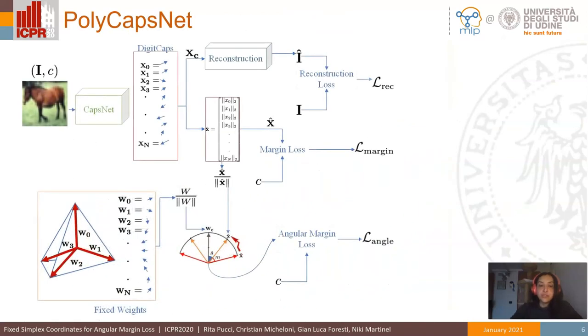So we bring this concept of polytopes for a fixed weight matrix to our variation of CapsNet, and we add another loss function to the original two loss functions, reconstruction loss and margin loss. Now we also have the angle loss function. So the final loss is the combination of the three losses.